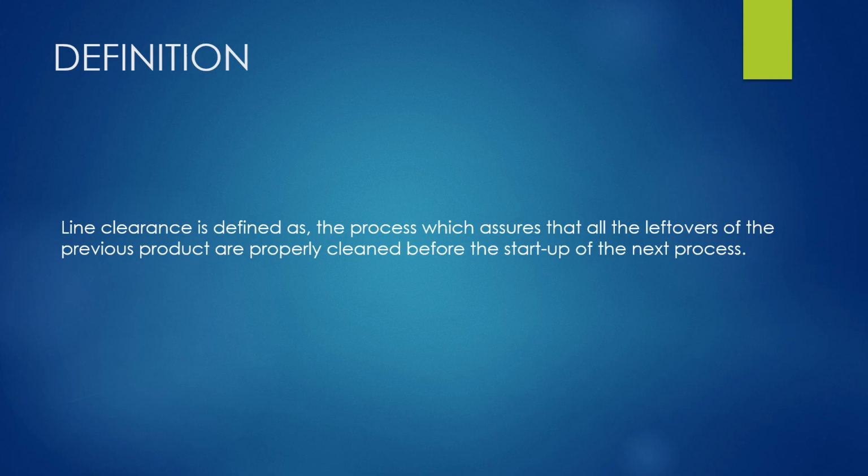For example, my previous product could be X, and now I am planning to start product Y. So before starting product Y, I have to take all the things, all the related documents and the utensils that were used for my X product, remove all those things, and then start my Y product manufacturing.